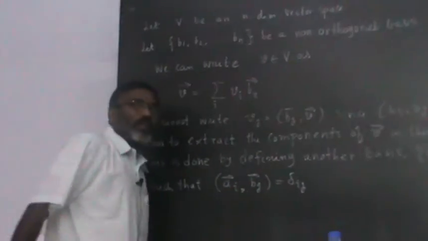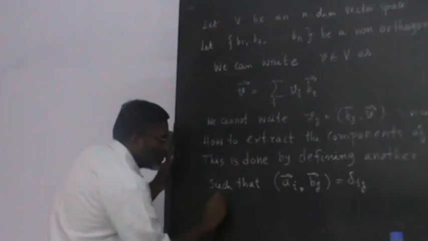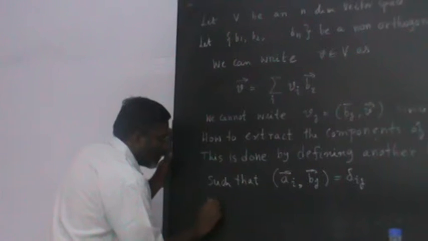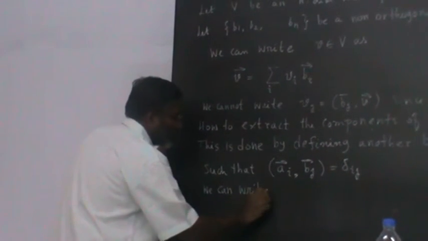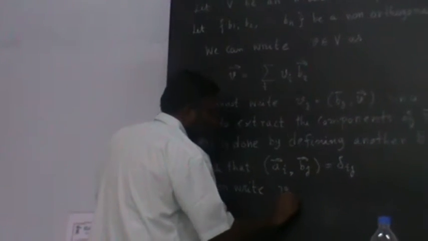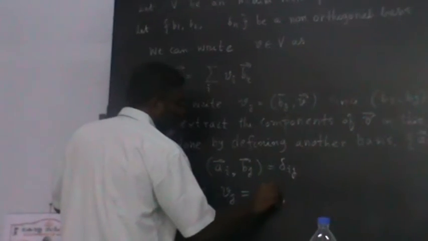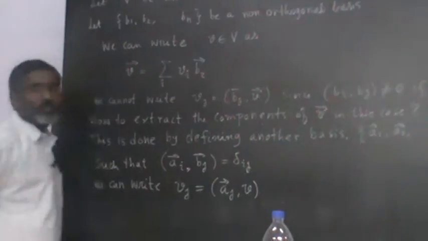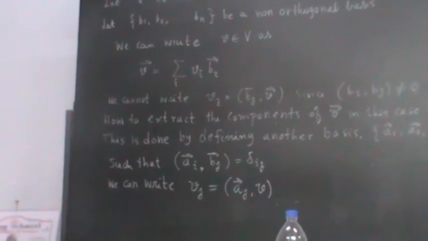basis. Now what is the advantage? Advantage is now I can ask a question. So using this basis, we can write Vj to be inner product of Aj with V. I cannot write inner product of Bj with V, but I can write inner product of Aj with V.